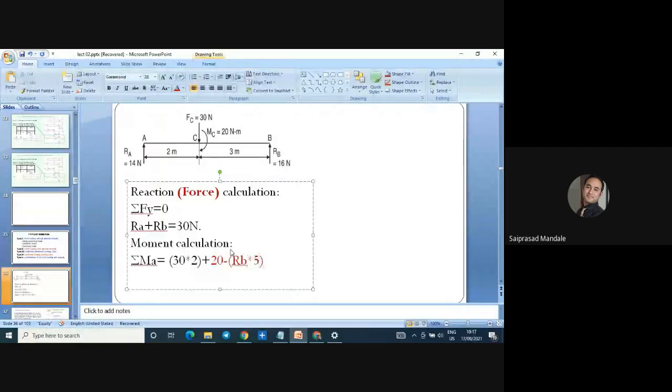So only one term is unknown to us. Can anybody tell me the value of RB? Actually, we do have the value of RB over here, 16. If the value is 16, then our answer is right. 60 plus 20 divided by 5, so it is 16. So is RB equal to 16? If it is so, then our calculation is right.